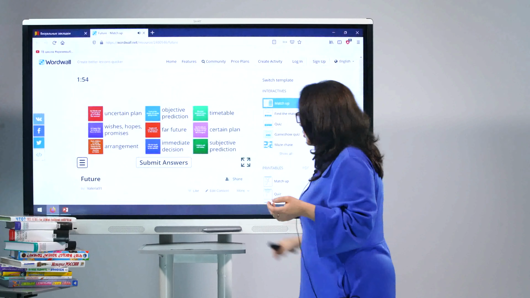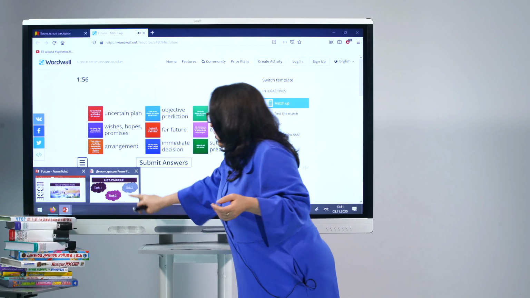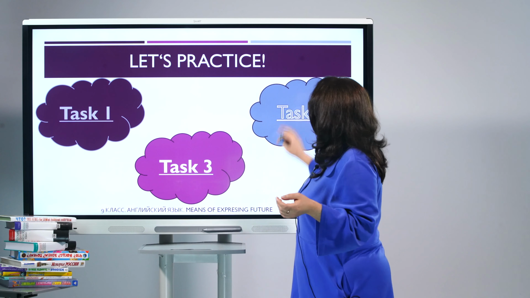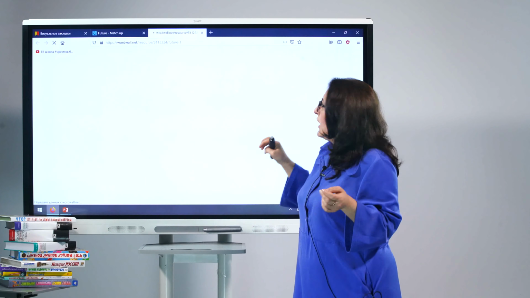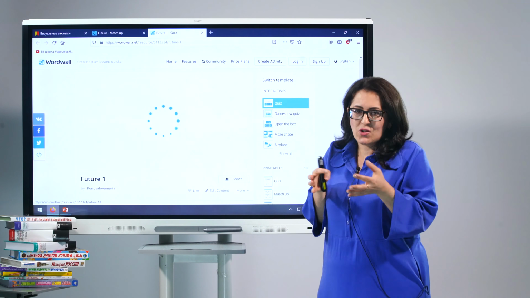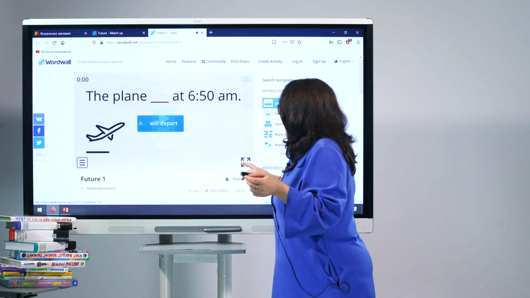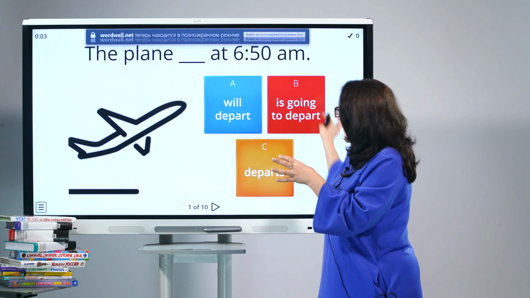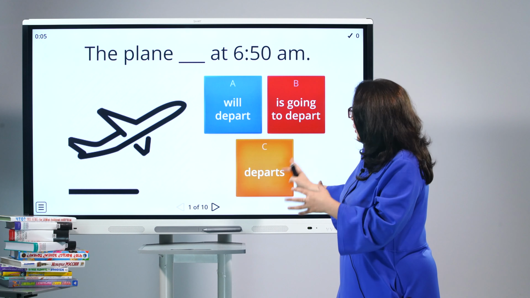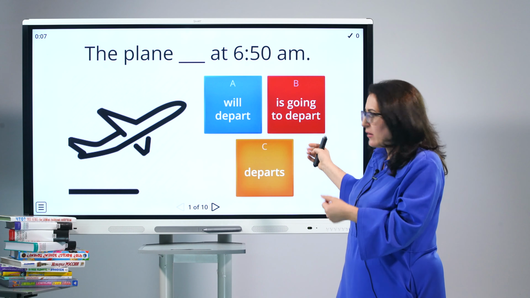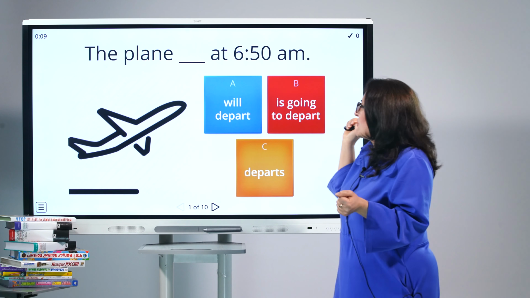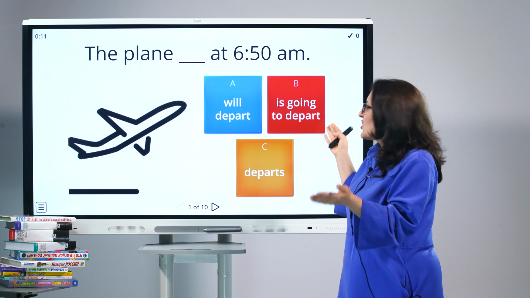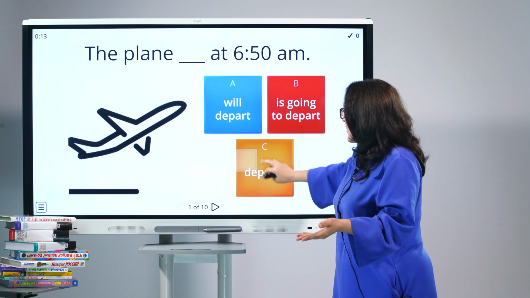So task number 2, which we are going to do, is a quiz. So let's make a quiz. This is about blanks which should be filled with one of the variants given. Now, the plane at 6:50. So this is again timetable. So we should use present simple.